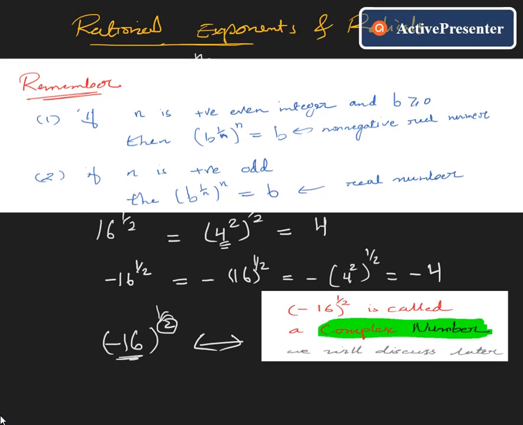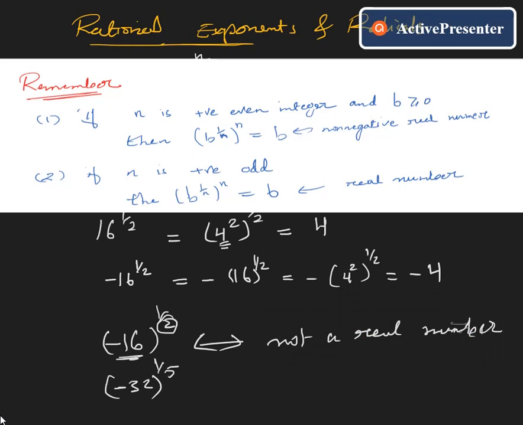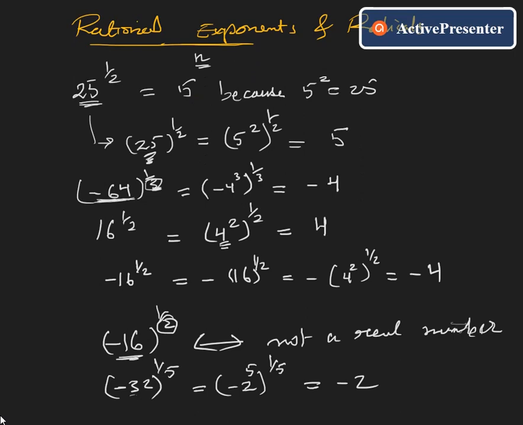The final example: minus 32 to the power 1 over 5. Here we have positive odd n, so we don't care if the base is negative. Our answer should be minus 2 to the power 5, which we know is equal to minus 32, all to the power 1 over 5. So our answer should be minus 2. And this is how you deal with rational exponents as a first property to play with.